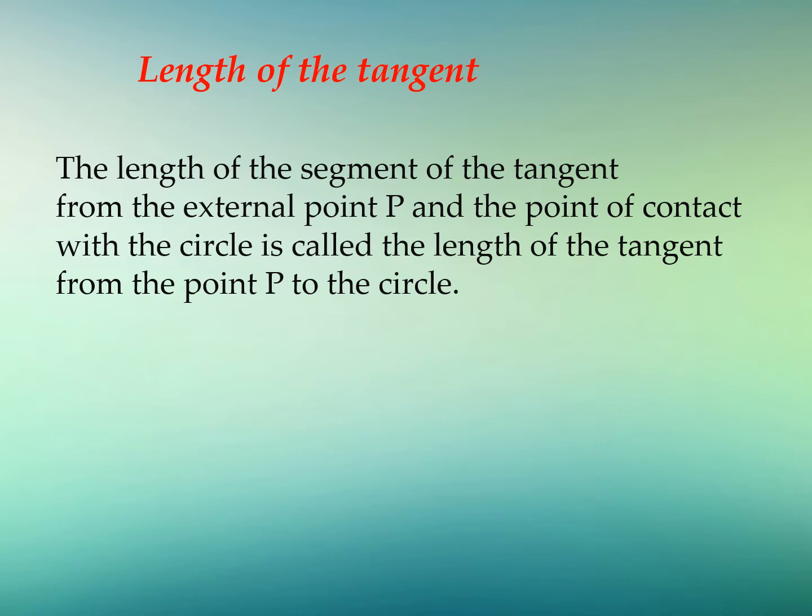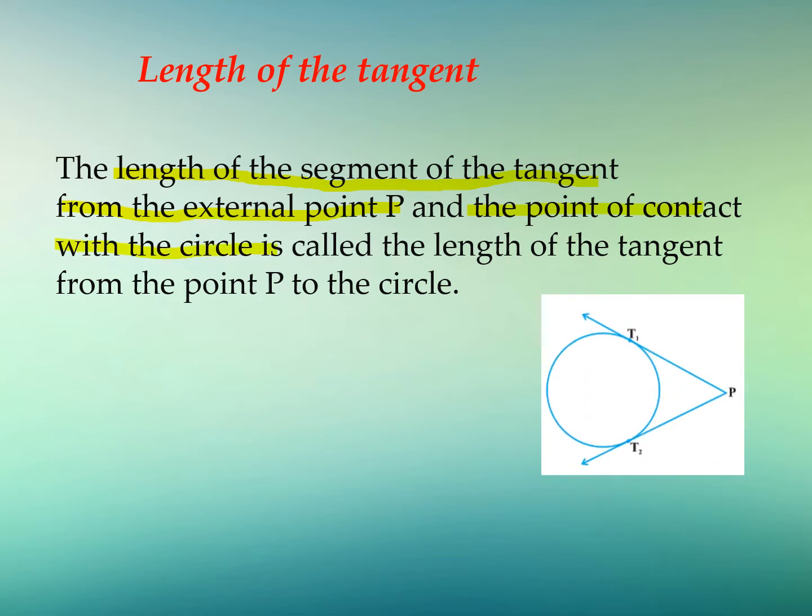That is, the length of the segment of the tangent from the external point P and the point of contact with the circle is called the length of the tangent from the point P to the circle. The length of the segment of the tangent from the external point P and the point of contact with the circle.